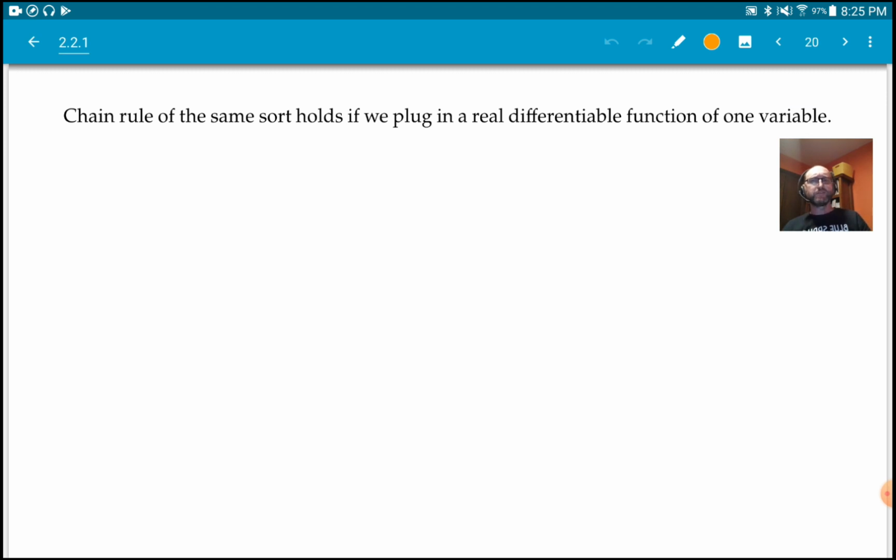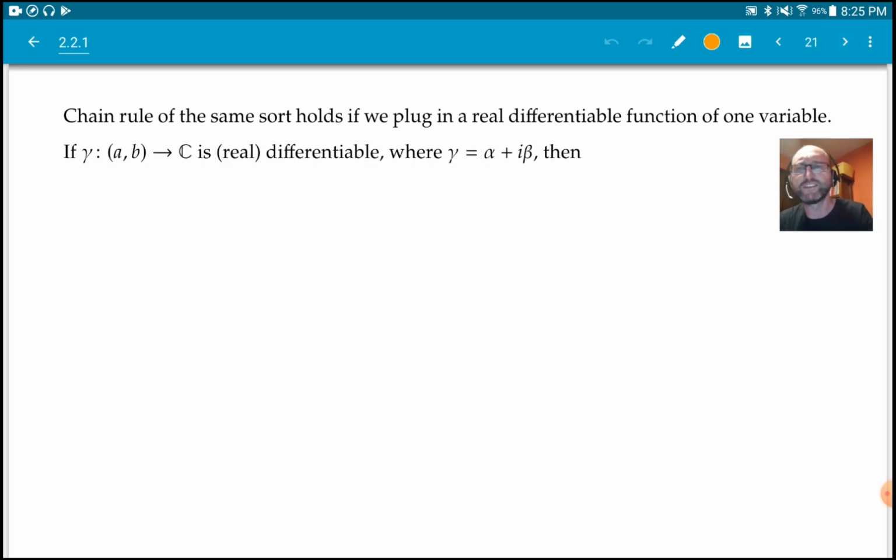Now, the same sort of chain rule holds if we're plugging in not a holomorphic function, but a real differentiable function of one variable. So basically, it's this path. We think of gamma, which is just a function of a real variable in some real interval a, b. Now it's complex valued, so I can write down the real and imaginary parts of gamma. I'll call them alpha and beta.